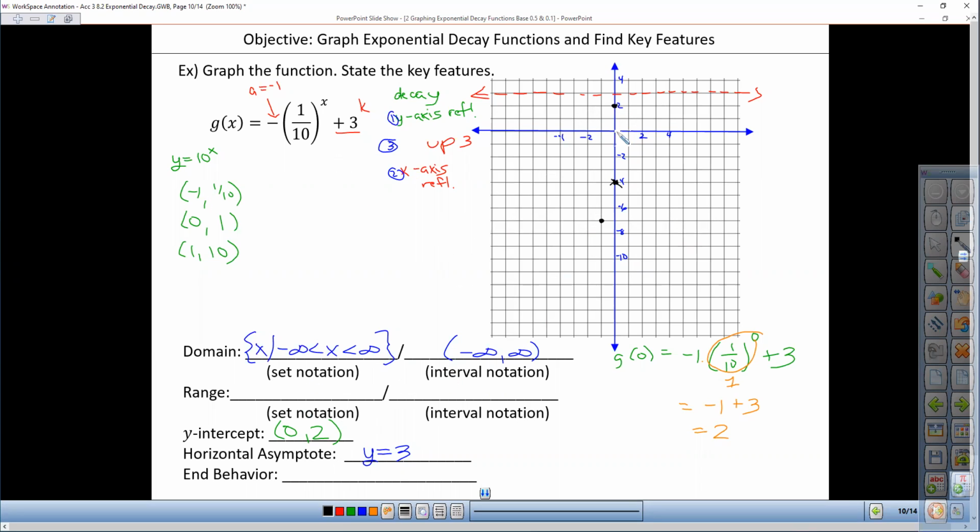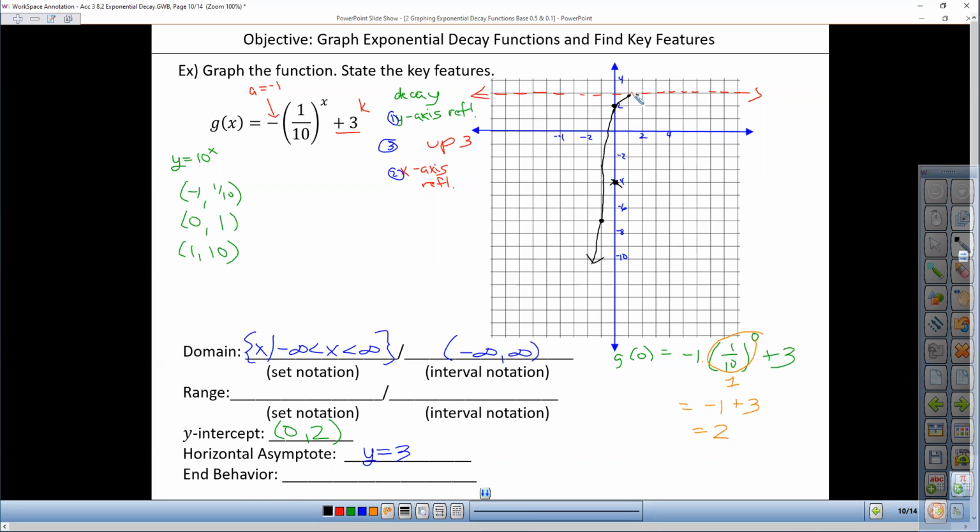And then our third point, this little (-1, 1/10), which is super close to the axis, is going to flip down for the x-axis reflection. It's going to flip to the right for the y-axis reflection. And moving it up 3, notice it's right where I would expect it to be, super close to my asymptote. There we go. Now things are looking good.